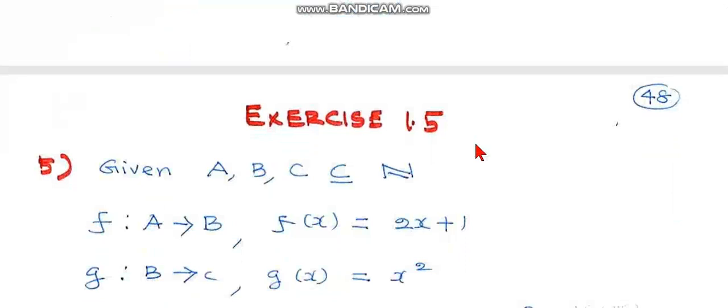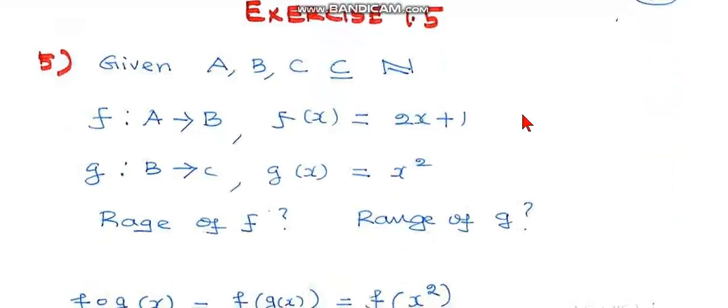Exercise 1.5, problem number 5. We are given capital A, capital B, capital C. These three are proper subsets of the set of natural numbers. F is a function from A to B defined by f of x equal to 2x plus 1. G is a function from B to C defined by g of x equal to x squared. What's the range of f? What's the range of g? That we have to find out.